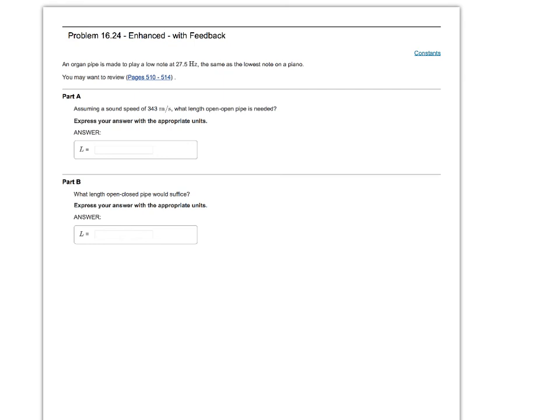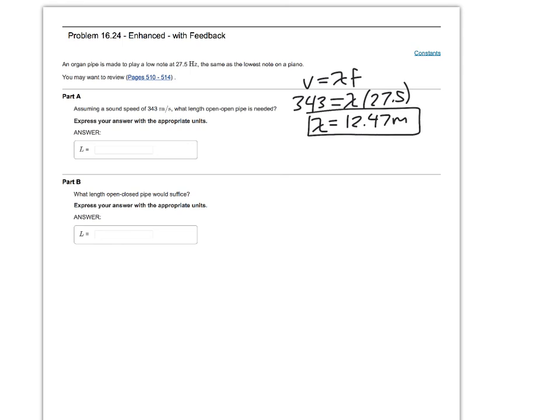Alright, for this problem, we have an organ that we want to play a note of 27.5 hertz, which is a very low note, and we want to know what length pipe we need to play that note. So the first thing I'm going to do is take that frequency and the speed of sound that I know, 343 meters per second, and use that to solve for the wavelength of that note with a frequency of 27.5 hertz. And so when I do that, I find that the wavelength for that note is 12.47 meters. So pretty long wavelength because that frequency is so low.